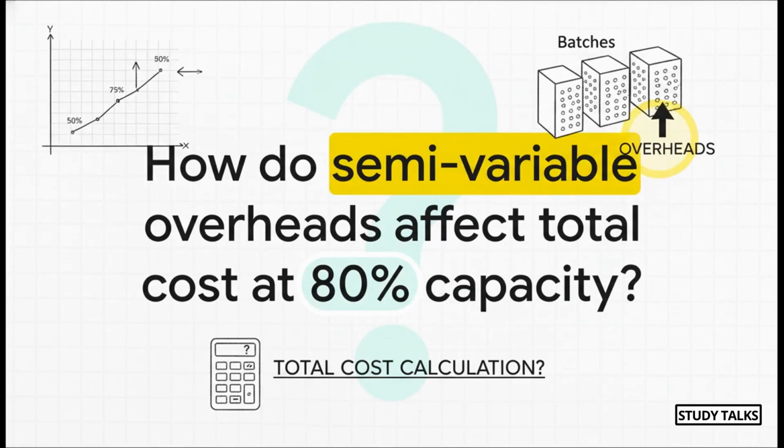And we'll finish up with a little something to chew on. We've mastered the basics for sure, but what if a problem, like some of the practical problems in your study material, adds another layer of complexity? What if you have semi-variable overheads that actually change when you hit different production capacities, like 50% or 75%? How would you factor that into calculating the total cost for a batch? That's the next level of thinking.